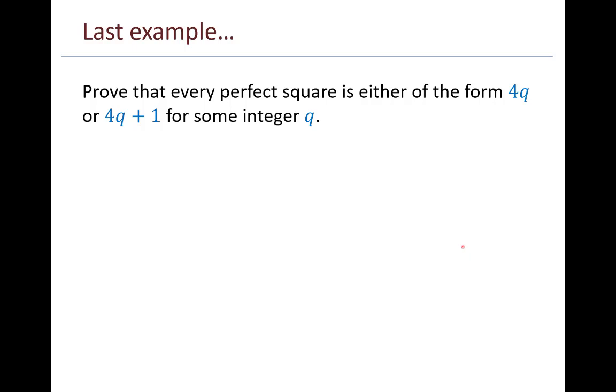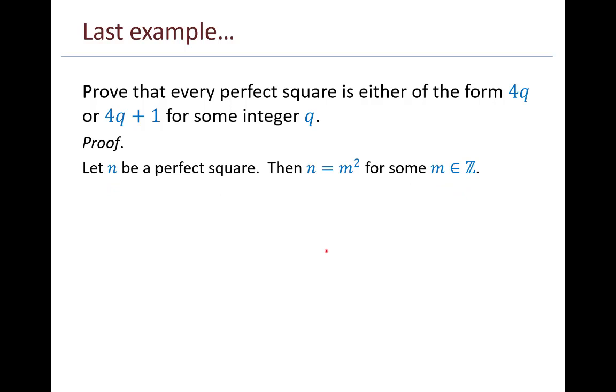Once again, for the last time, pause the video, really give this a try, and then start the video again when you are ready to see the answer. Here we go. Proof. Let n be a perfect square. Then n equals m squared for some integer m.